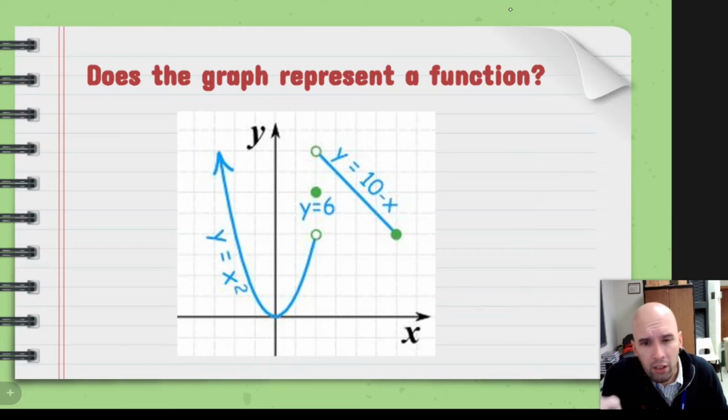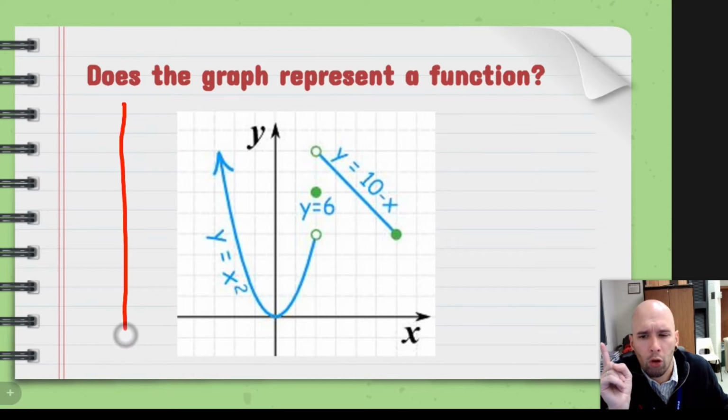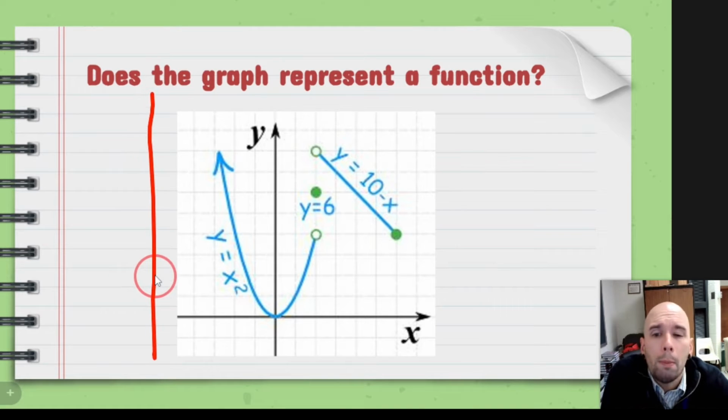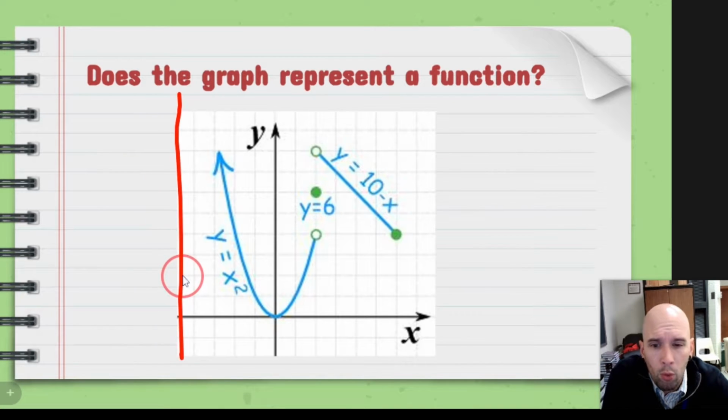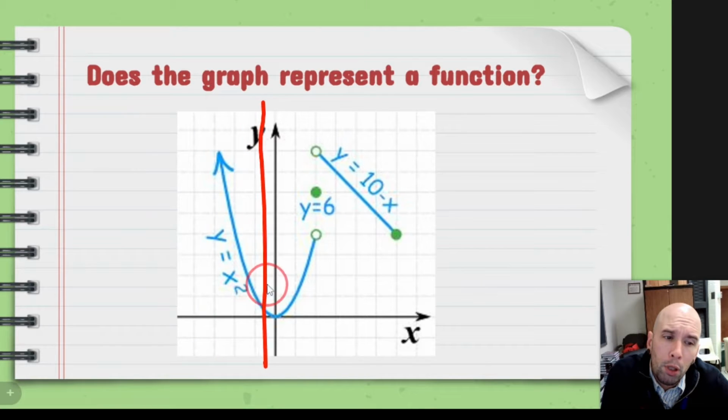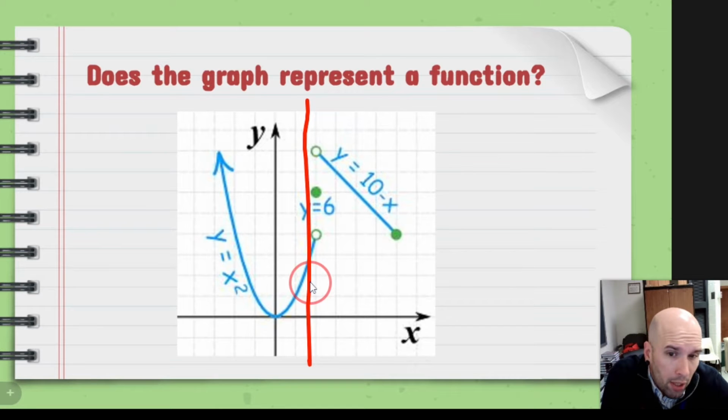Now, with this guy, I'm being asked if it represents a function. I'm going to use what's called a vertical line test. So I'm going to make a vertical line and see if at any point my line hits my graph more than once. So I go beep, beep, beep, and here I get nervous. But see that open circle? That means it doesn't count.